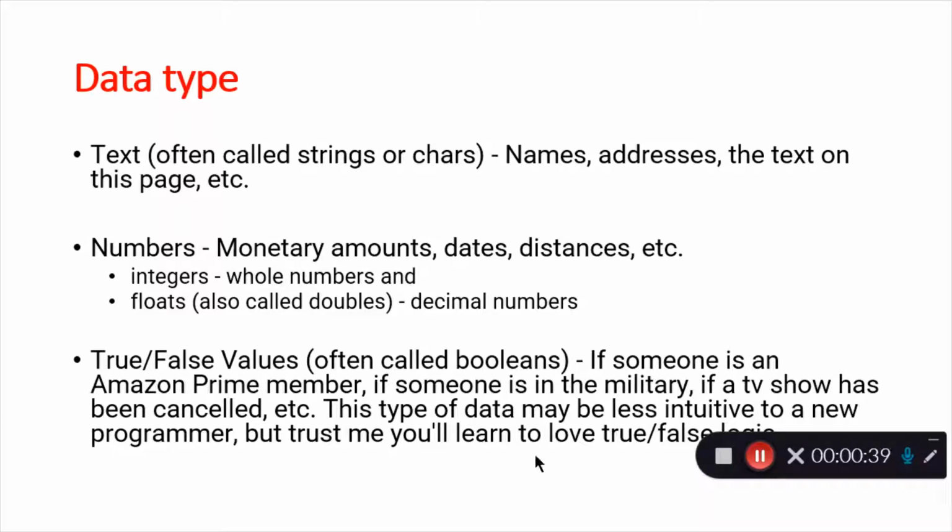Boolean values are also called true-false values. For example, if someone is an Amazon Prime member, if someone is in the military, or if a TV show has been cancelled. This type of data may be less intuitive to a new programmer. But trust me, you'll learn to love true-false values.